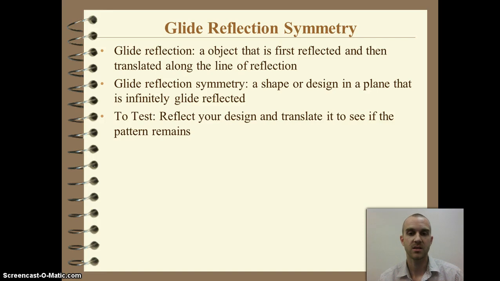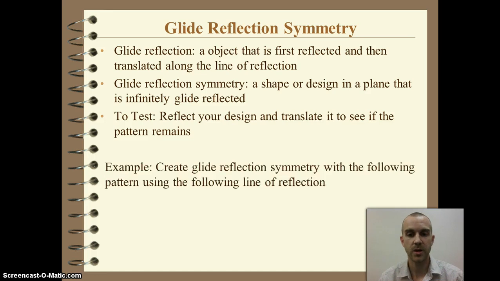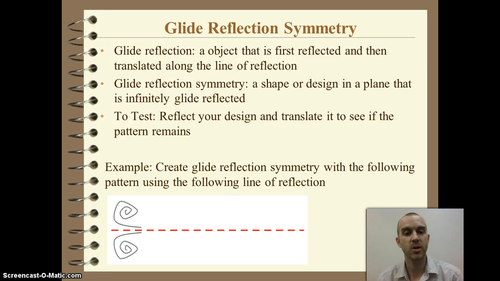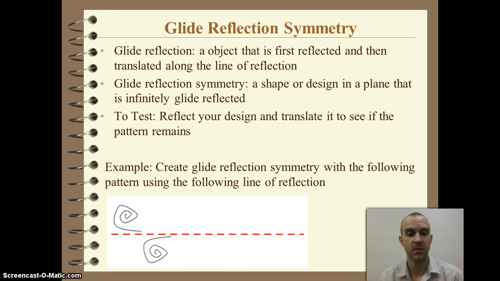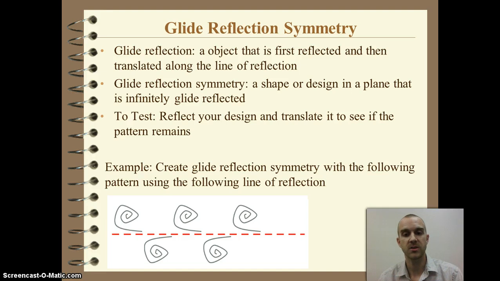So if I want to test it, I just want to take my design and I can translate it to see that it does continue. So let's create a glide reflection, and then we can test it for symmetry. So here's my image. I reflect it first, and then I translate it a certain distance. Now I reflect it back and translate it that same distance. And I keep going back and forth, reflecting and shifting, reflecting and shifting.